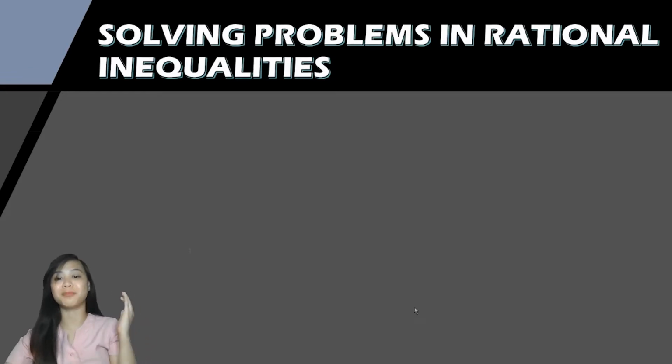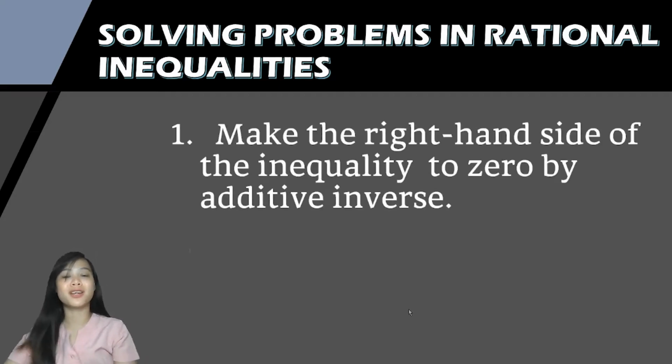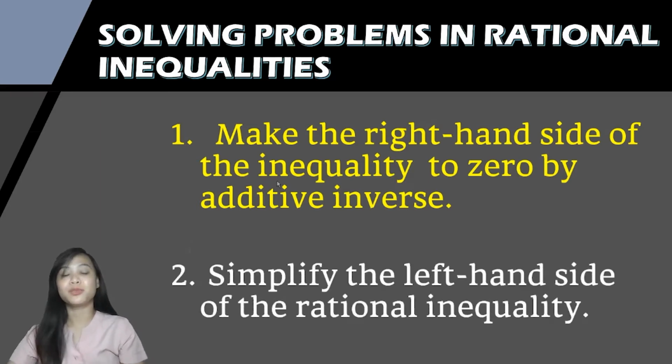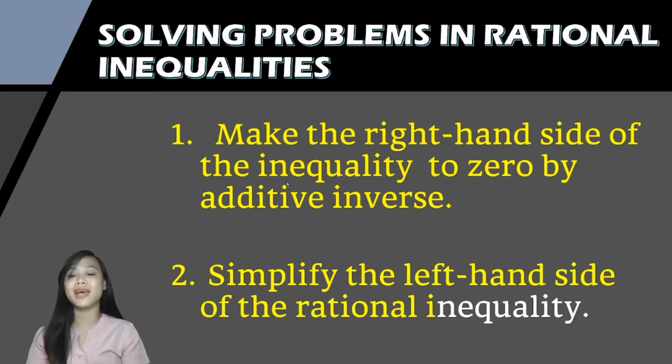Here are the steps to solve problems involving rational inequalities. First, after you get the rational inequality from the given problem, make the right-hand side of the inequality 0 by additive inverse. By making the right-hand side equal to 0, it is already in standard form. Next, we need to simplify the left-hand side of the given rational inequality. Simplify and get the factors.